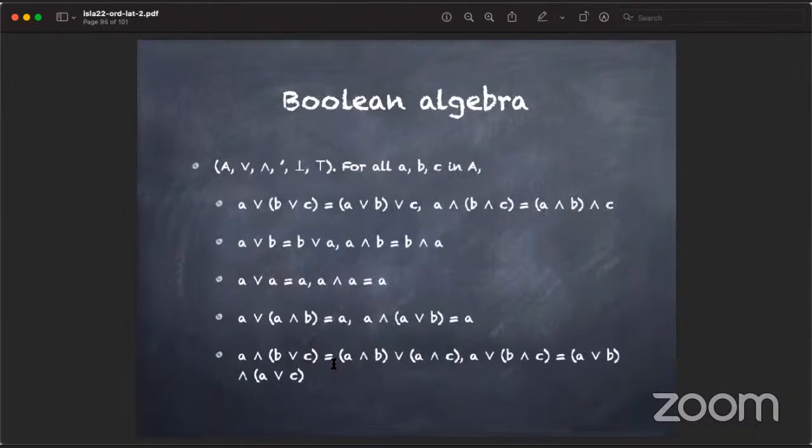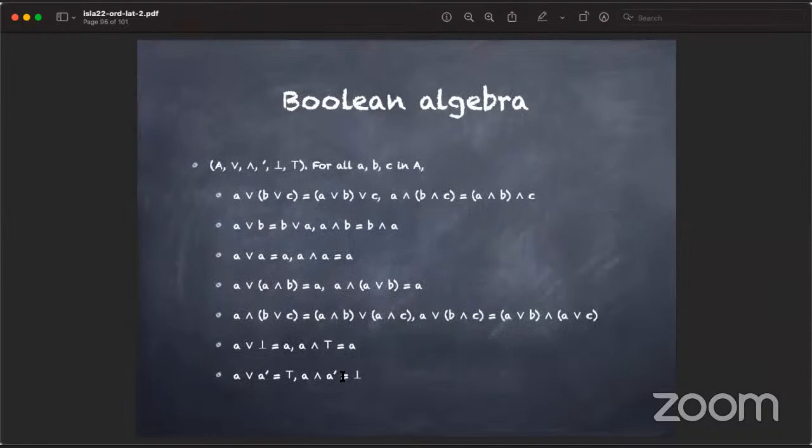Then we have the distributivity condition. A meet (b join c) is (a meet b) join (a meet c), and a join (b meet c) is (a join b) meet (a join c), the other one. And finally, we have the complementation condition, which is given by these two conditions.